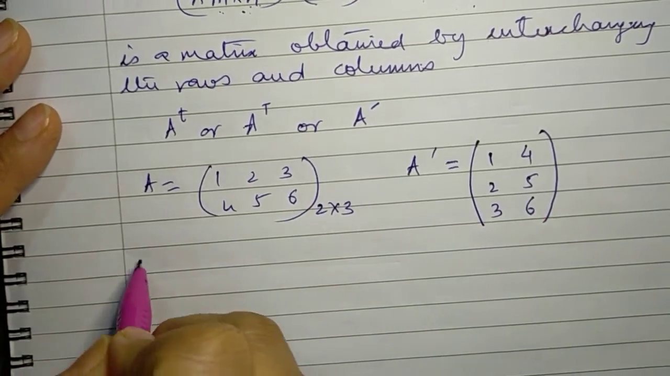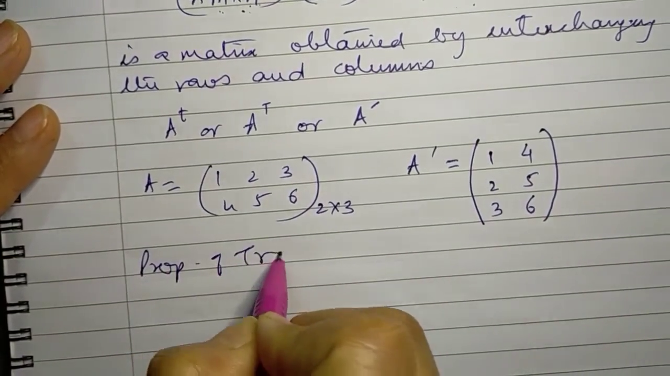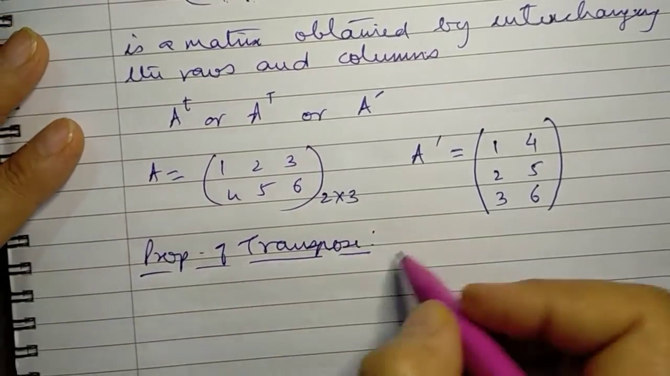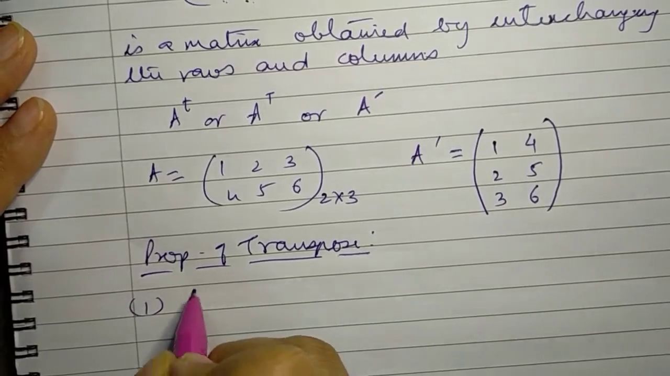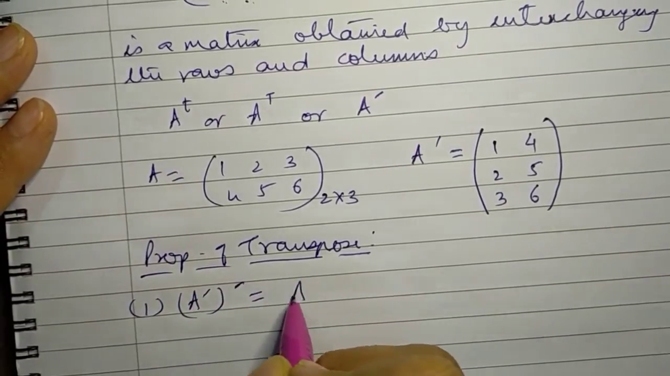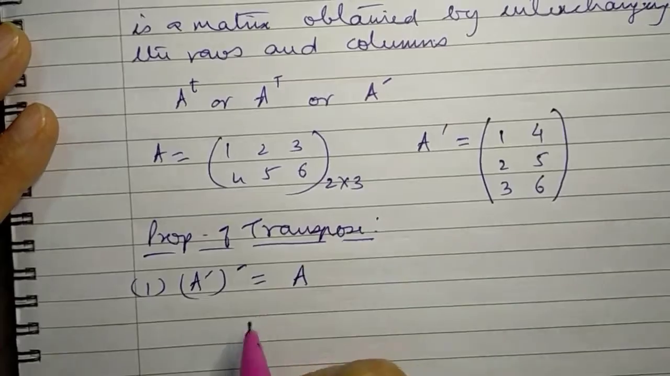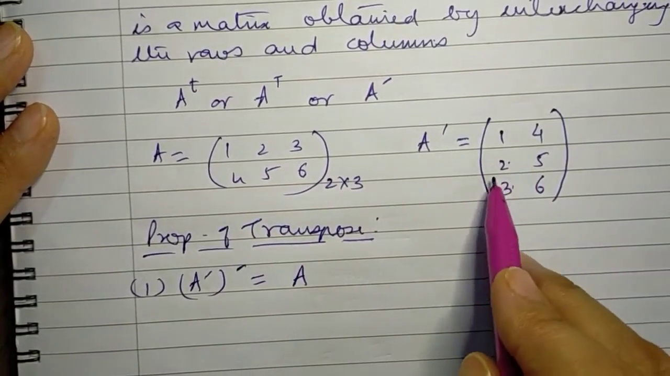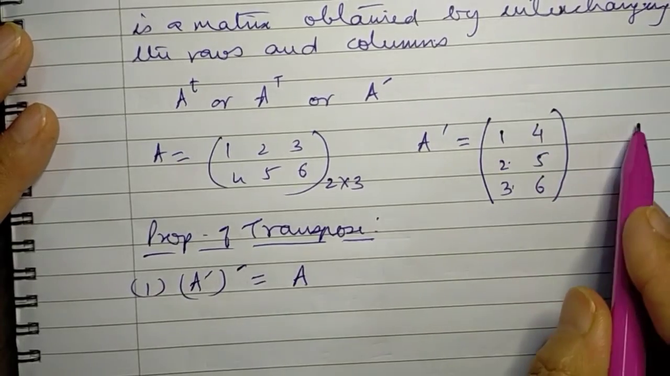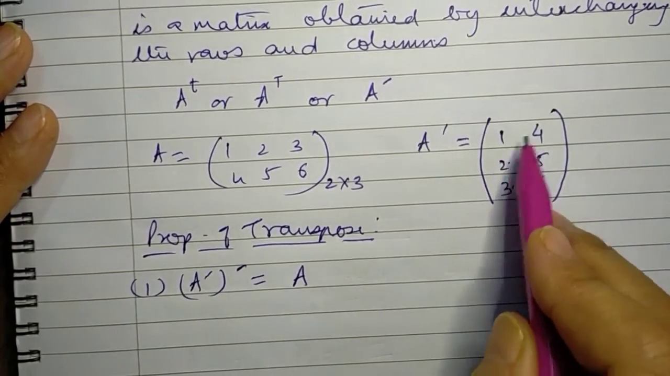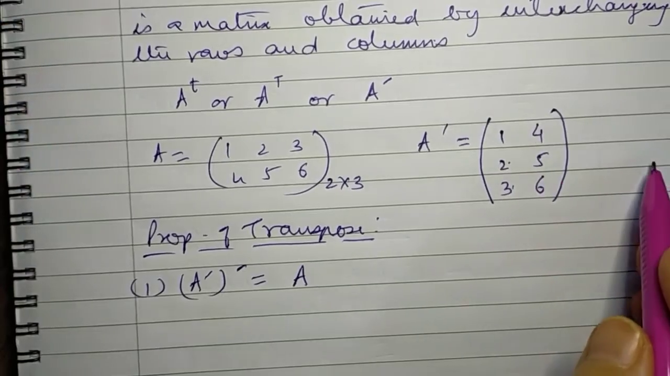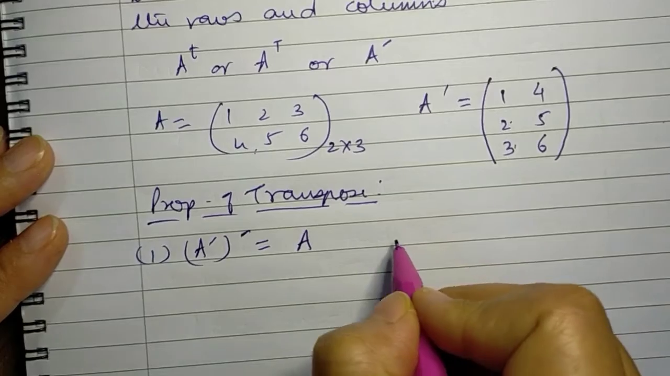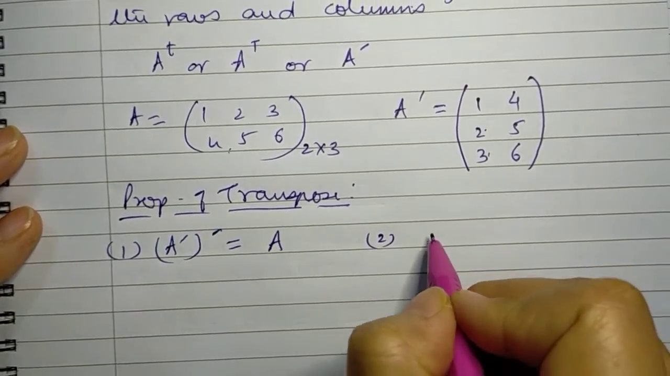Now let's quickly do the properties of transpose. So clearly, very easily you can say the first property is the transpose of the transpose is the matrix itself. As you can clearly see, A transpose is this. Now when we again find the transpose of this, the first column becomes the first row, and the second column becomes the second row, which is back to A.